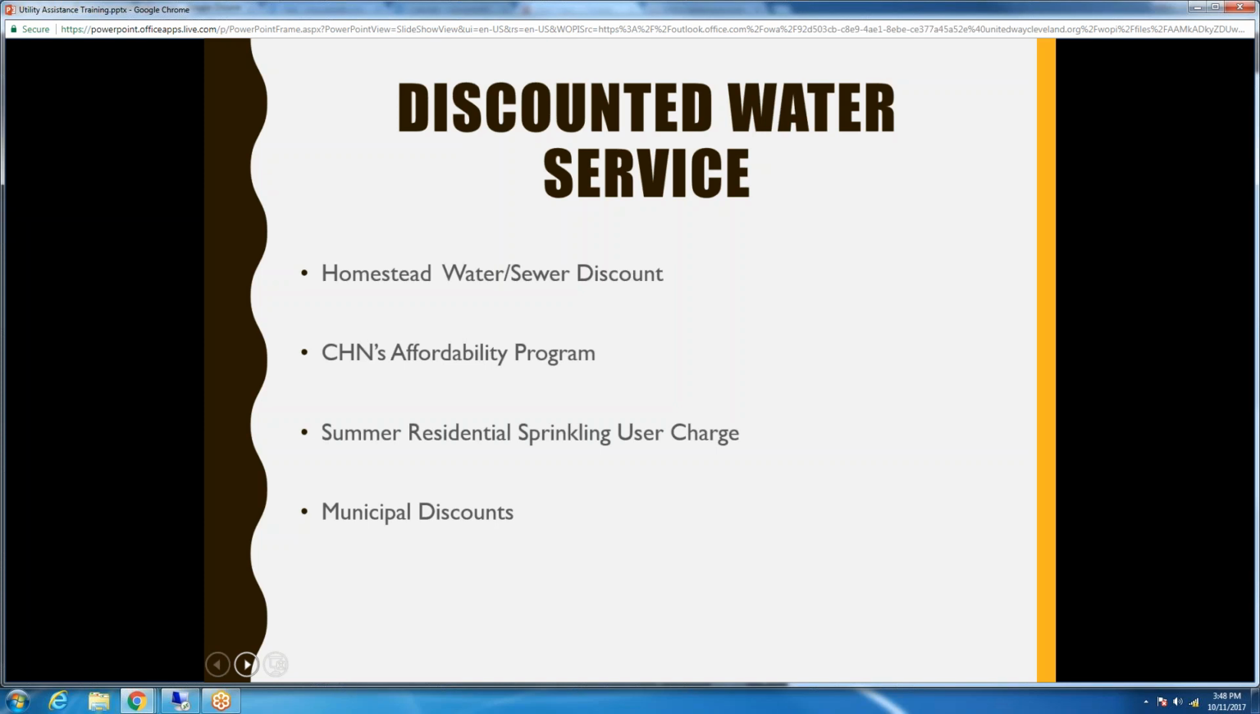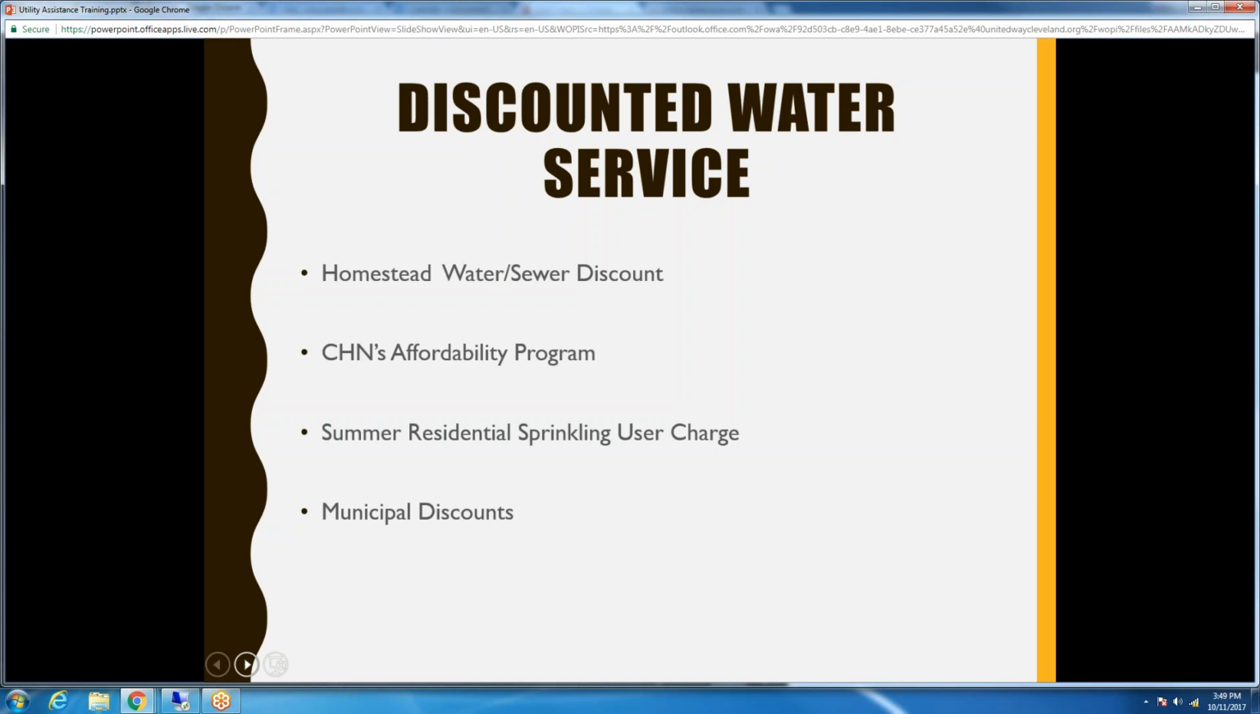Then there's the CHN affordability program, under which qualifying customers of the City of Cleveland Division of Water and the Northeast Ohio Regional Sewer District are eligible for up to a 40% discount on their water or sewer bills. They must be a homeowner, reside in the house, and the household income must be at or below 200% of the federal poverty guidelines. What's good about this is the discount lasts 1 year, but you do have to reapply each year.